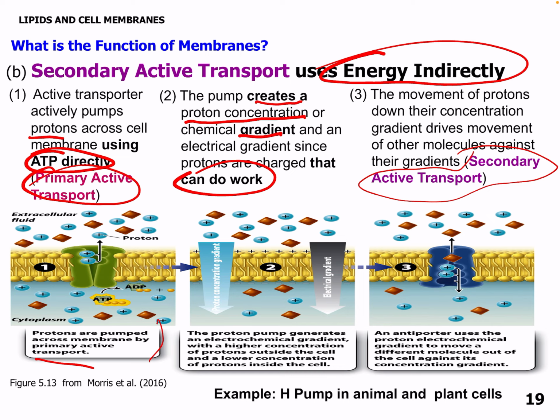The proton pump generates this electrochemical gradient, with a higher concentration of protons outside the cell and a lower concentration of protons inside the cell. So here we have an antiporter, we'll discuss later, that uses the proton's electrochemical gradient to move a different molecule out of the cell against the concentration gradient. For example, we have the hydrogen ion pump in animal and plant cells. So that's a very common pump in physiology.